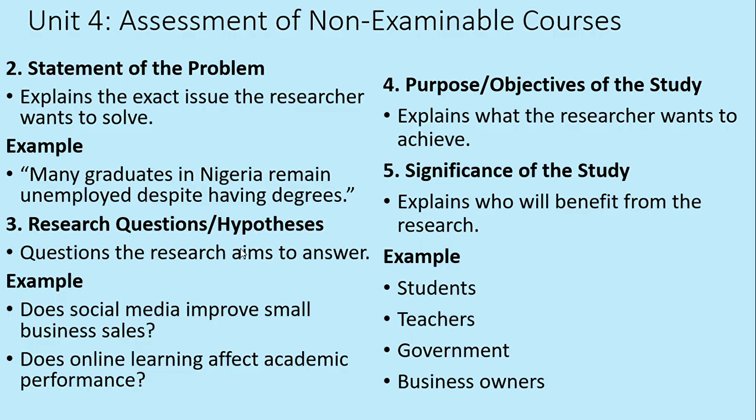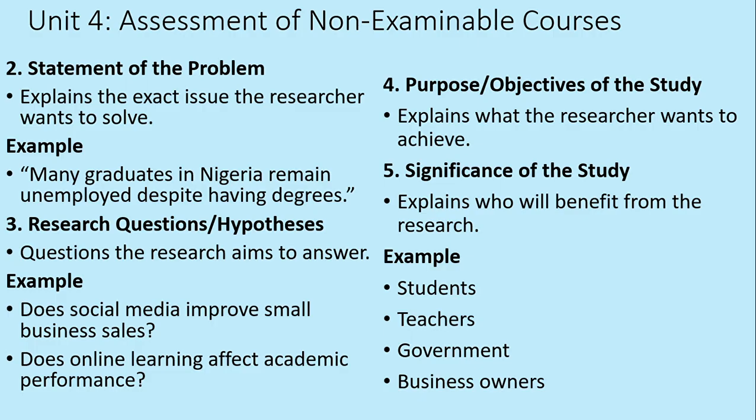Then number 5, the significance of the study. Under the significance of the study, you explain who will benefit from the research. So this is another content under chapter 1, which is the introduction. You are just trying to introduce this project to anybody that is going to read it. Let's say you are trying to introduce this project to your supervisor that wants to go through it: this is what I will be talking about in this project. Everything that you need to talk about, you are trying to align them out.